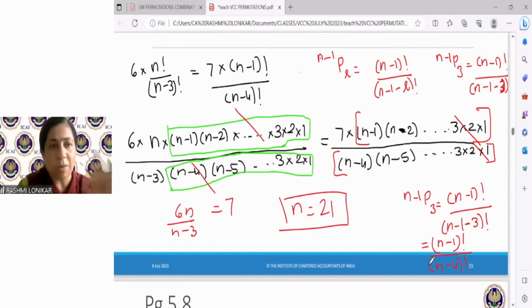So same sum, I have solved it in 3 different ways. Whichever you are able to understand, do that.